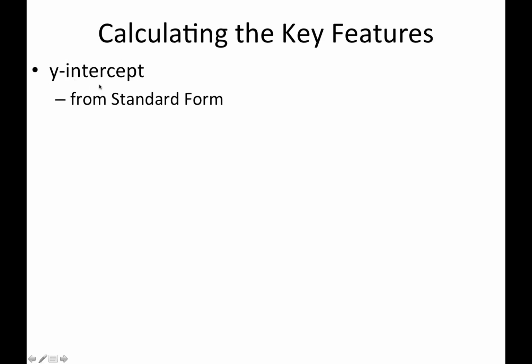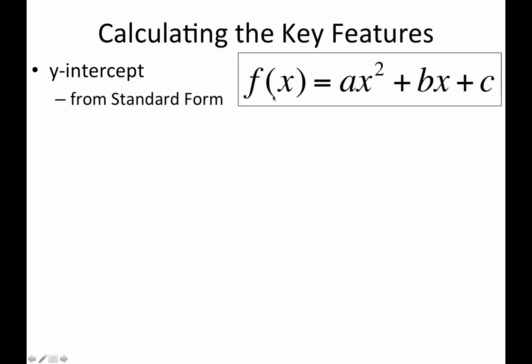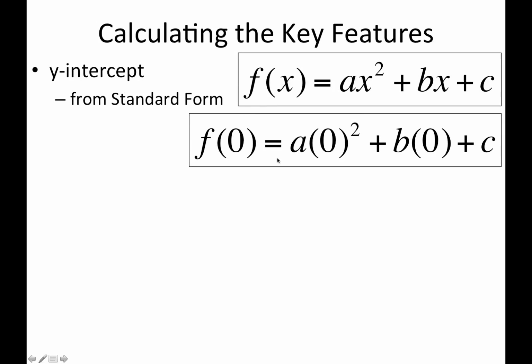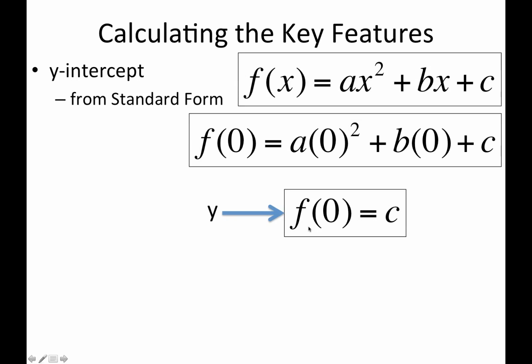Last but not least, we have the y-intercept from standard form. So what you do for the y-intercept, you know it intersects the y-axis where x is 0, so you would just be inputting 0 in for the x right here. So I'm doing f of 0 equals a times 0 squared plus b times 0 plus c. And if you notice, the a term is going to cancel out to 0, the b term is going to cancel out to 0, and you're going to end up with f of 0 equals c. That's going to be your y term for the coordinate.